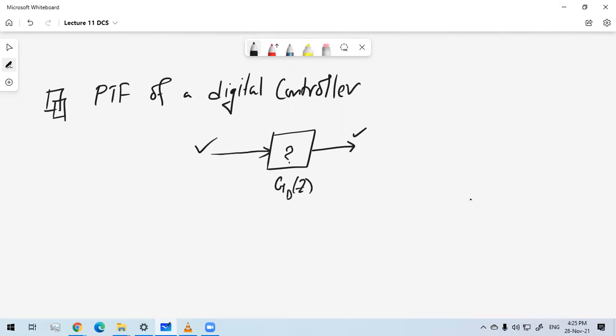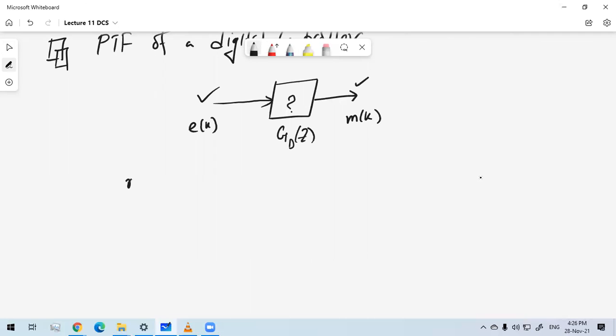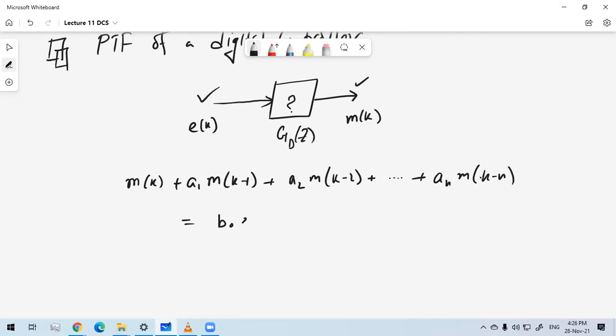So let's say that our input here is the error signal e(k), or e(kT), based on the sequence or the time step, and the output is m(k). If these two are known, you can have the characteristic corresponding to that. The output characteristic is m(k) plus a1 m(k minus 1), delayed by 1, plus a2 m(k minus 2), and it goes up to n samples, an m(k minus n). And the input, which is the error, is b0 e(k) plus b1 e(k minus 1), and it goes on up to bn e(k minus n).